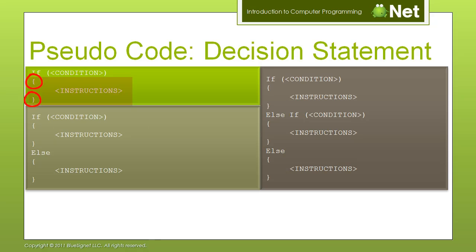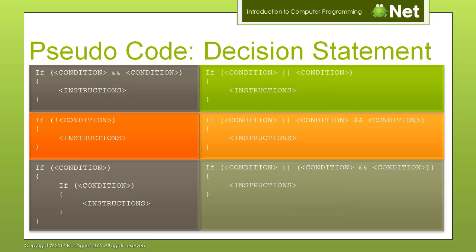Those curly braces show a block that belongs to the decision statement. So if the belonging curly braces, what to do if that condition happens. Otherwise, if this condition, what to do if that condition happens. Otherwise, everything else. Now we look at some more decision statements.